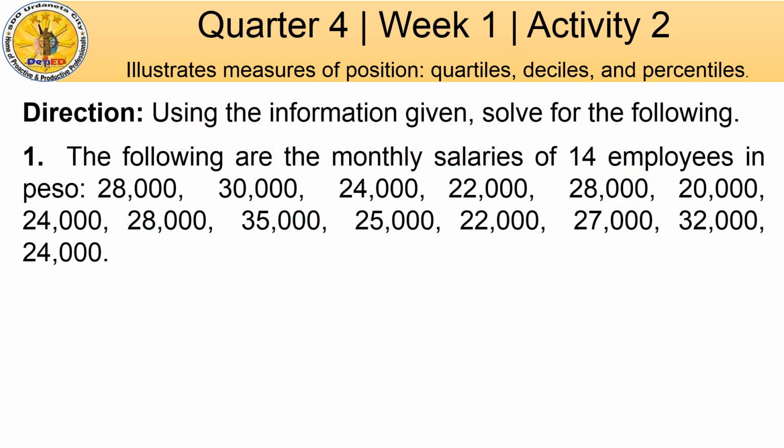For Activity number 2 direction, using the information given, solve for the following. The following are the monthly salaries of 14 employees in peso: 28,000, 30,000, 24,000, 22,000, 28,000, 20,000, 24,000, 28,000, 35,000, 25,000, 22,000, 27,000, 32,000, and 24,000.